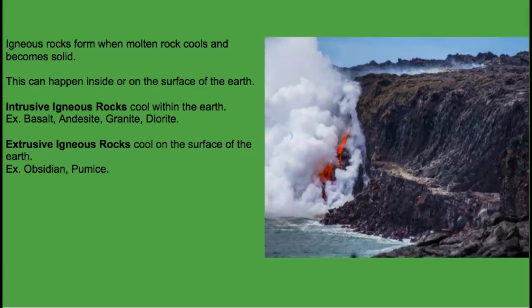Now, igneous rocks are formed when molten rock cools and becomes solid. This can happen inside or on the surface of the earth. Rocks that are formed within the earth cool slower, so they have time to grow a lot of crystals in them. Those are called intrusive igneous rocks. Our examples are basalt, andesite, granite, and diorite. Extrusive igneous rocks make it to the surface of the Earth, and they cool much more rapidly. These are our obsidians and things like pumice. So two types of igneous rocks, but they all come from cooling magma.